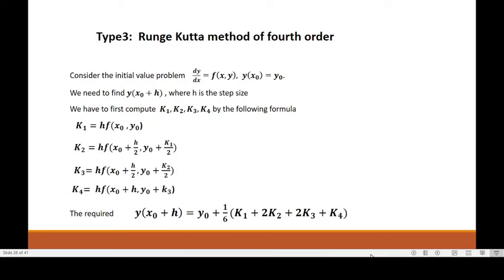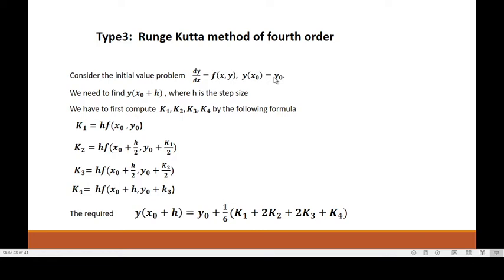In this session, we are going to study about Runge-Kutta method of fourth order or RK method of fourth order. In all the methods, we are going to find the solution for initial value problem. It is of the form dy by dx is equal to f of x comma y with the initial condition y of x naught is equal to y naught.